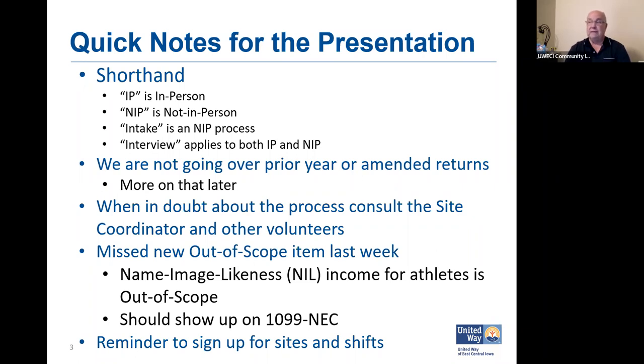I missed one out-of-scope item last week, that name, image, likeness thing for athletes. That is out of scope for us. So if they show up with a 1099-NEC that's name, image, likeness income, we cannot do their taxes. I don't think we'll see any professional athletes, but potentially it could be a college athlete, or it's even gone down to high school in some cases, but I don't think we'll see it. But just so you know, at this point, they're not letting us do those.